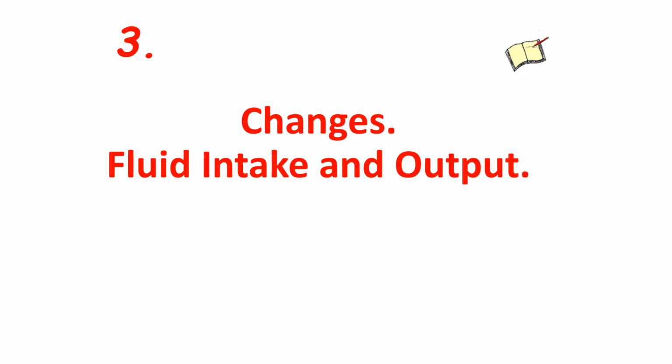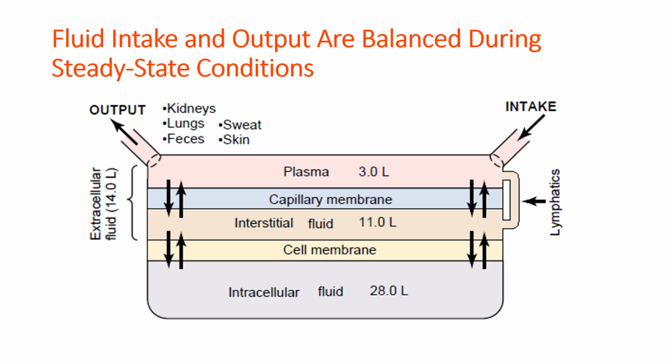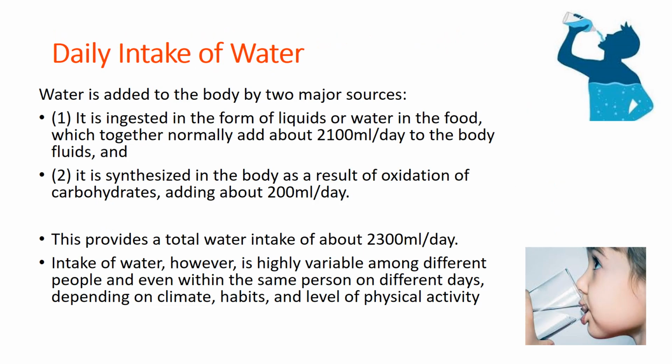Fluid intake and output. Fluid intake and output are balanced during steady-state conditions. The relative constancy of the body fluids is remarkable because there is continuous exchange of fluid and solutes with the external environment as well as within the different compartments of the body. For example, there is a highly variable fluid intake that must be carefully matched by equal output from the body to prevent body fluid volumes from increasing or decreasing.